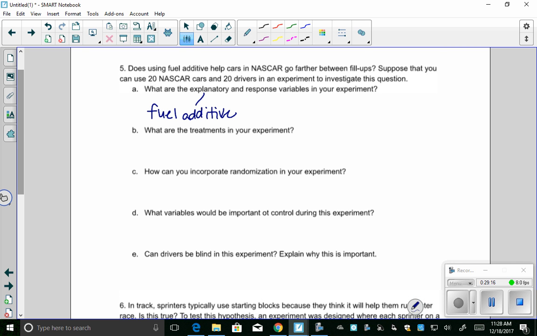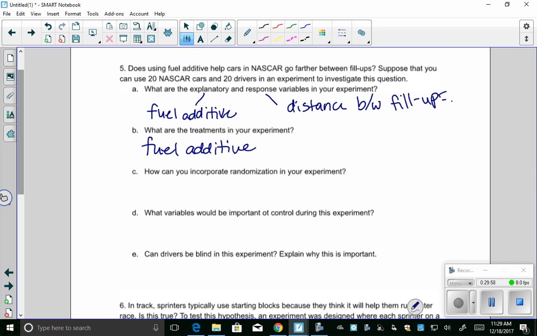So for this one, it's going to be the distance between fill-ups. Most of the time, your treatment is going to be the same as your explanatory variable. So what is the treatment? The fuel additive. What does BW mean? Between. That's easy.